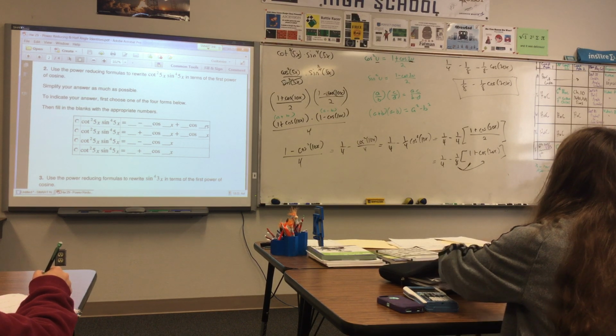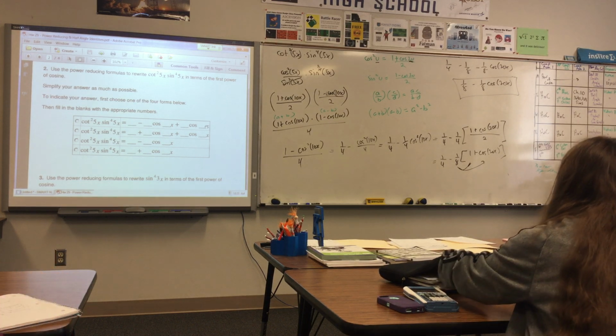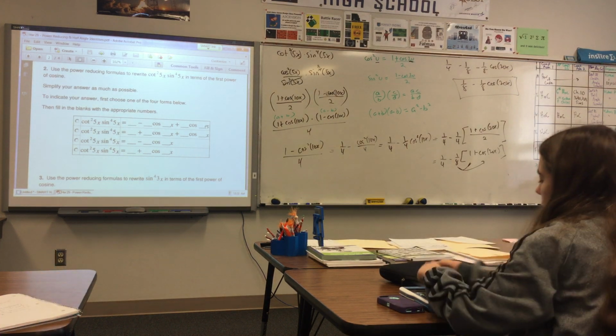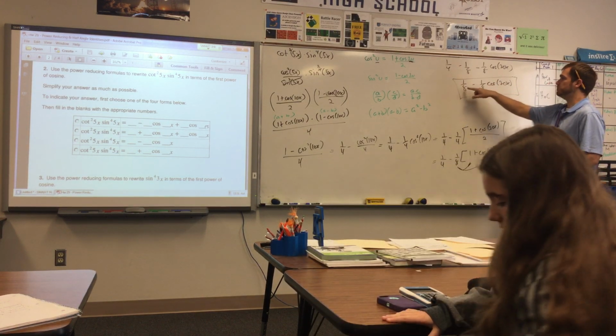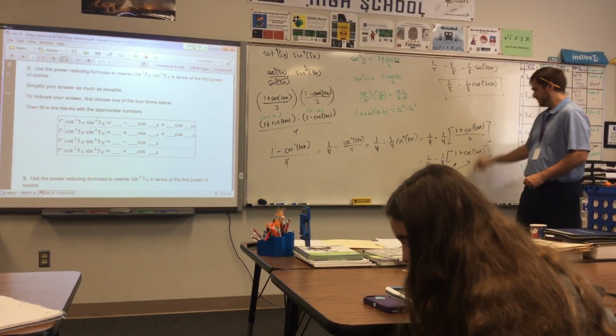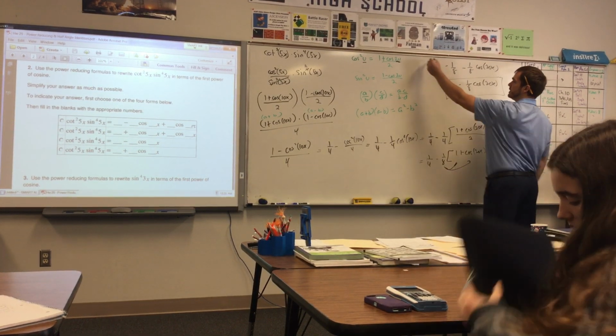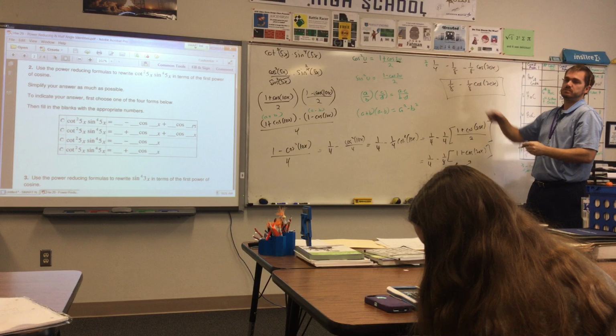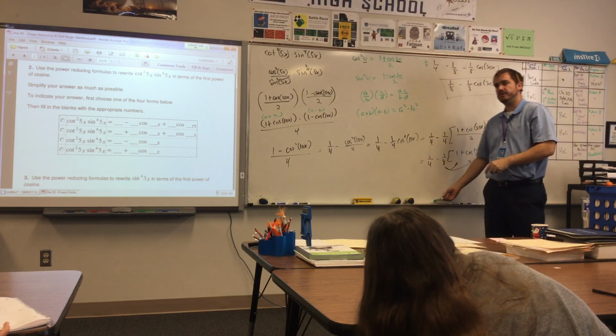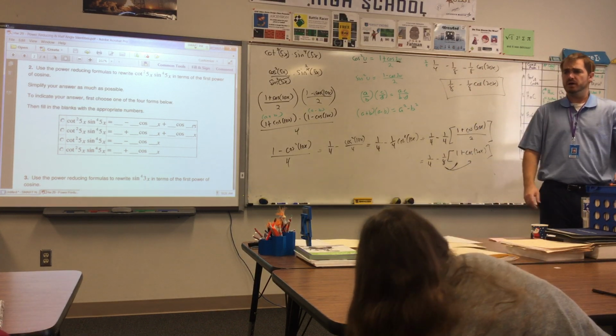How did you eliminate the 1/4? 1/4 minus 1/8 is 1/8. 1/4 can be written as 2/8. And 2/8 minus 1/8 is 1/8. It does look like I just dropped the 1/4 out of it, but I did not. Okay.